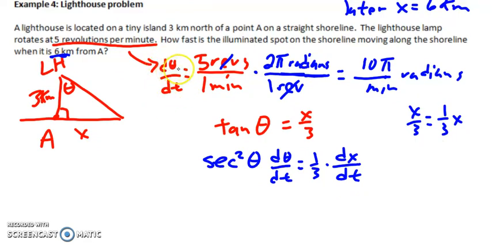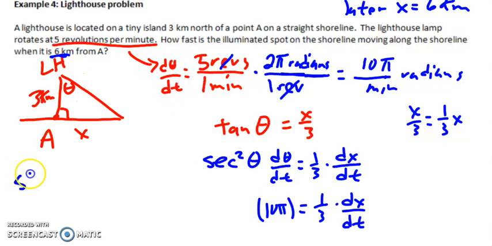Well, we know d theta dt is 10 pi. So it's 10 pi here. We have a third dx dt, well, that's how fast it's actually moving, so that's the rate that we're looking for. But what are we going to do with this secant squared theta? Well, hopefully you're thinking, let's go back to our right triangle here. Let me go ahead and write down SOHCAHTOA here in case we need to refresh our memory.